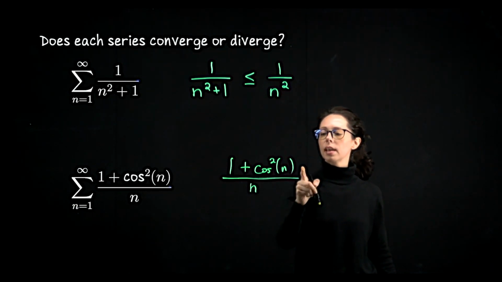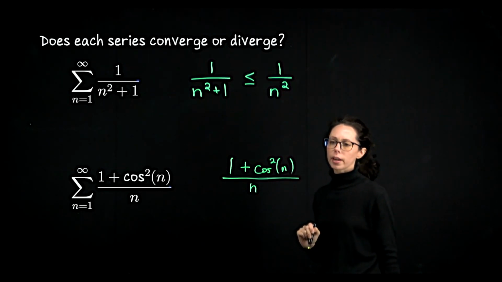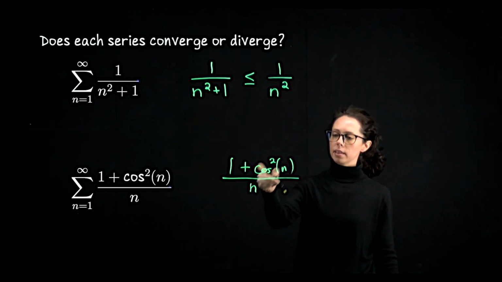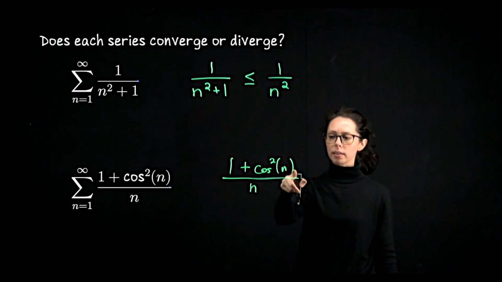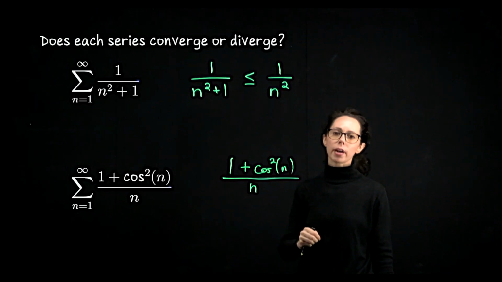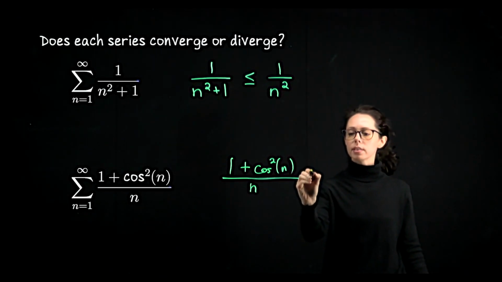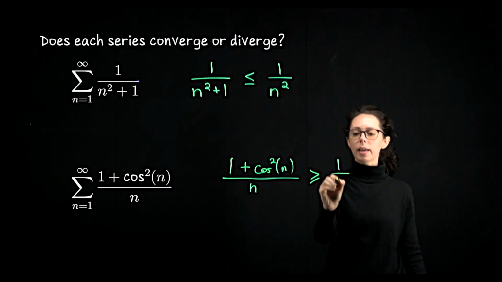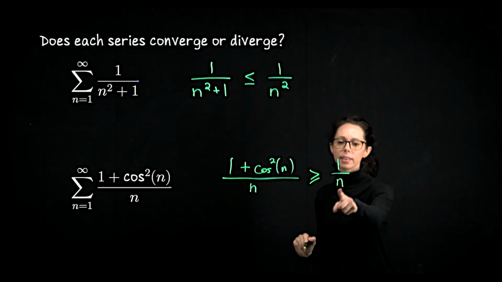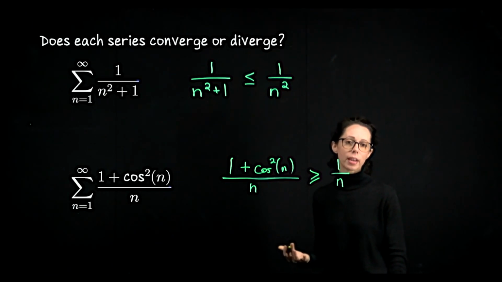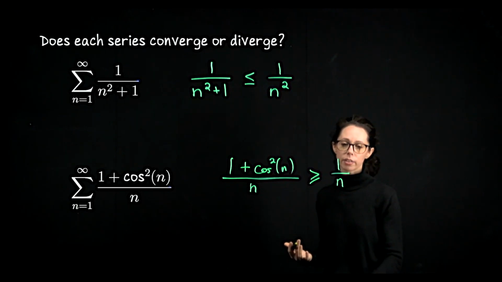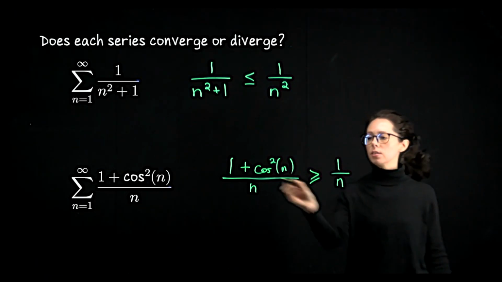this cosine term in the numerator, since we're squaring it, is always between 0 and 1. So if I remove it from the numerator, if anything, we get smaller. So this is greater than or equal to 1 over n. And this forms the series which we know to diverge. This is the harmonic series, or the terms in the harmonic series. So this is the comparison.